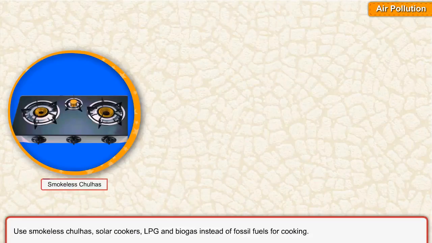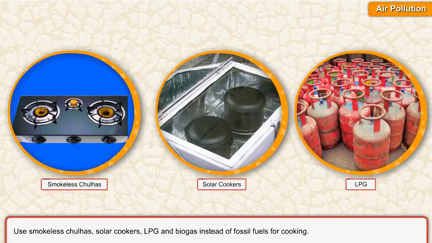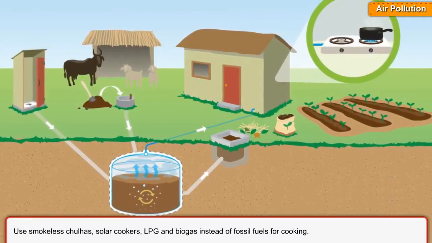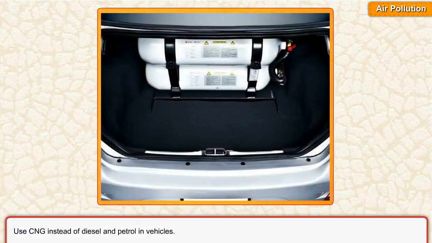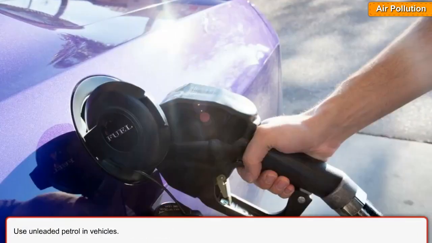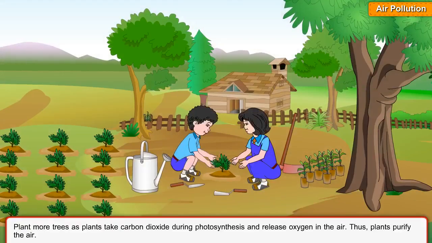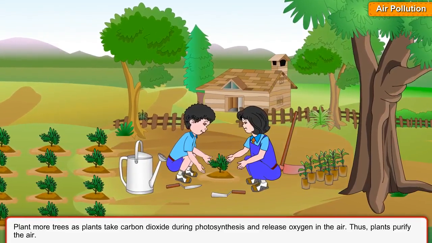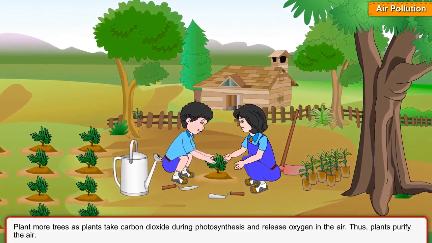Use smokeless chulhas, solar cookers, LPG, and biogas instead of fossil fuels for cooking. Use CNG instead of diesel and petrol in vehicles. Use unleaded petrol in vehicles. Plant more trees as plants take carbon dioxide during photosynthesis and release oxygen in the air. Thus, plants purify the air.